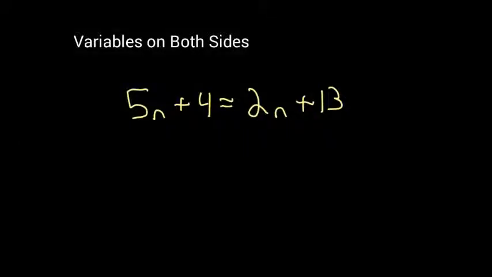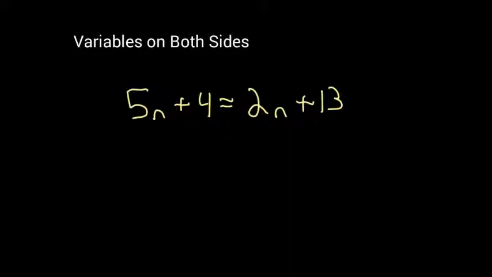Alright, so let's talk today about variables on both sides of the equation. So I have the equation 5n plus 4 equals 2n plus 13. And so what I have to do is get all the n's on one side of the equation and all the integers on the other side. So I need to first consider my variables, the n's.